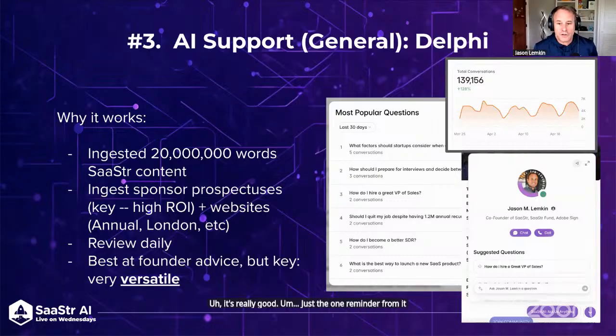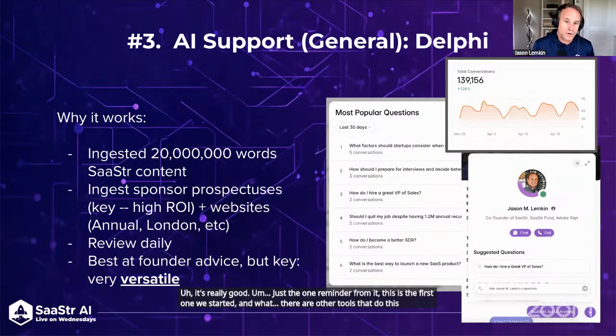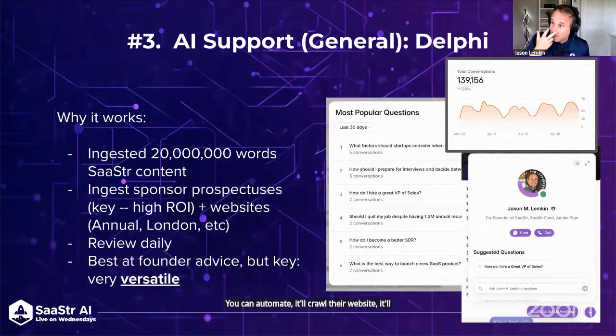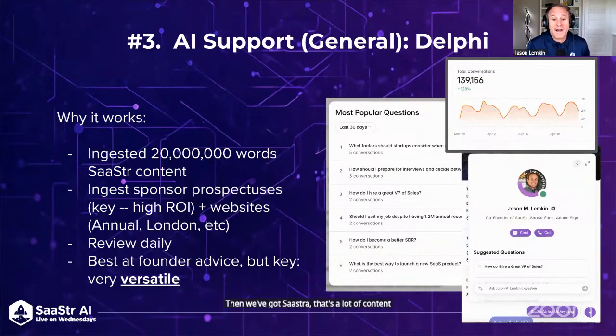This is the first one we started, and there are other tools that create digital clones, but what it does is mostly automate ingestion. You can automate it: it'll crawl our website, it'll automate the RSS feed from our blogs, it ingests all my tweets, it ingests every YouTube video we've ever done. The thing about SaaStr, that's a lot of content. So out of the box, it was really good.